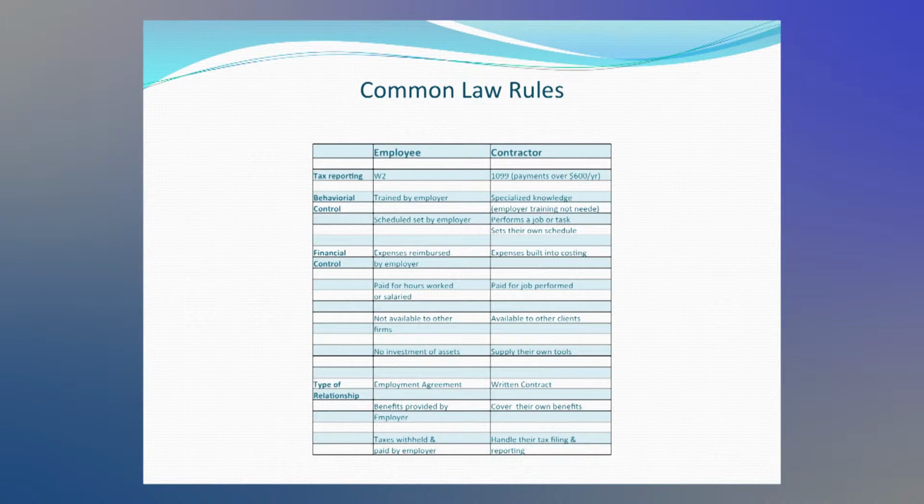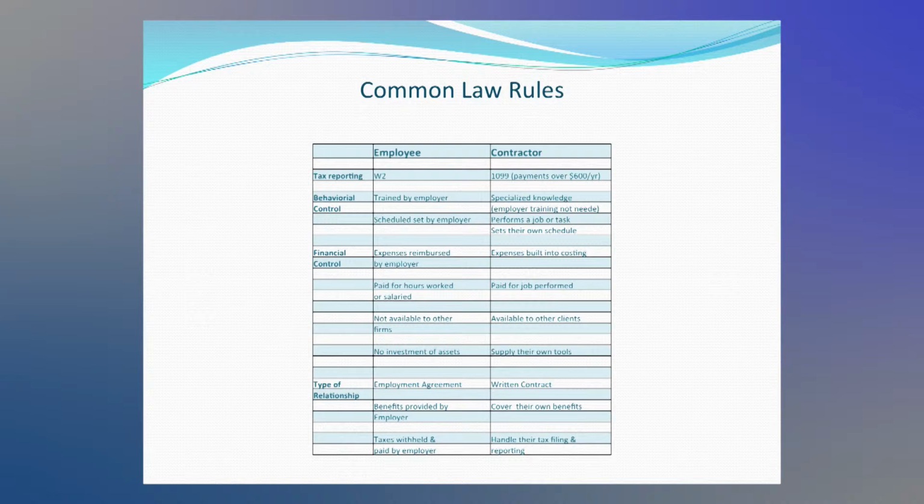And the final area where you distinguish employees from contractors is the type of relationship. Most employees have a handshake or maybe an employment agreement or an offer letter, whereas it's much more complex for a contractor. Usually it's a written contract spelling out what the contractor does and specific deliverables.